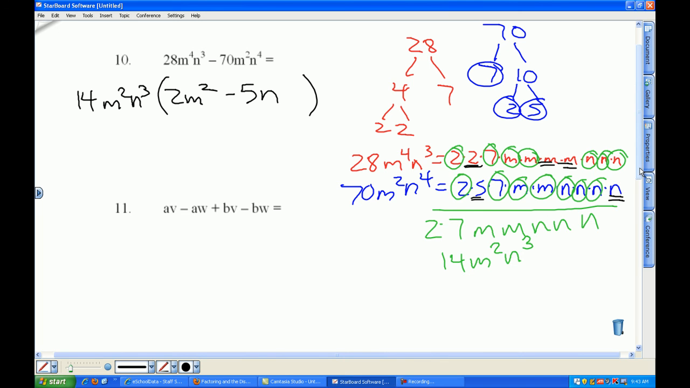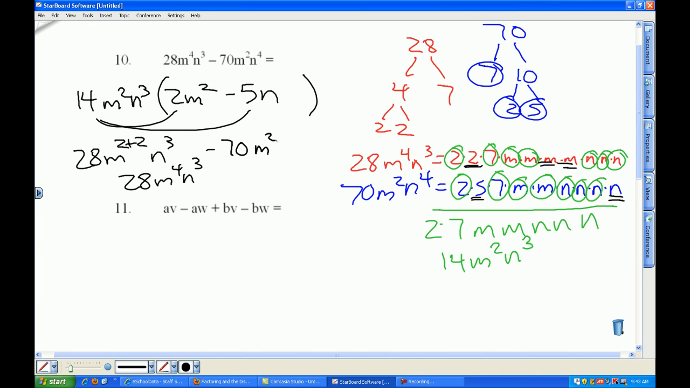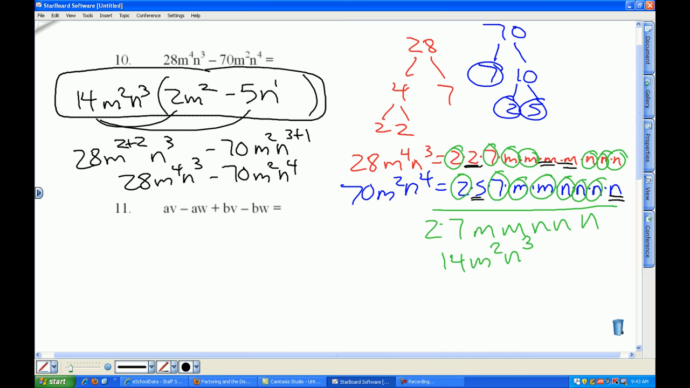So once again, we can check that. We do 14 times 2m squared, that becomes 28. When you multiply powers with the same base, you add the exponents. I mentioned it earlier. So that's 28 m to the 4th n cubed. And then we do the second one. We have negative 70 m squared n to the 3 plus 1 power. Remember, you can put a 1 there if you wish. So minus 70 m squared n to the 4th. And that is the original problem. So we did it correctly. Let's box this up. So using that GCF to help us saves a little bit of time.